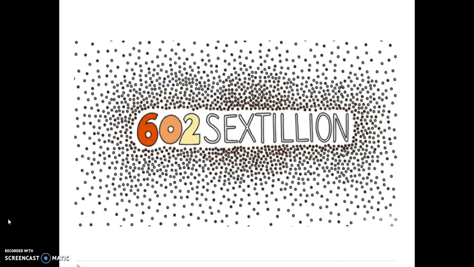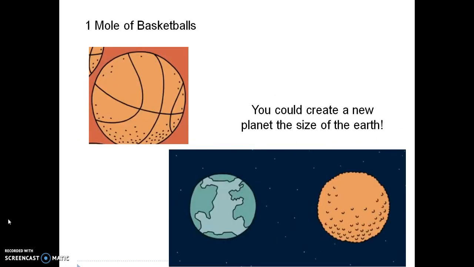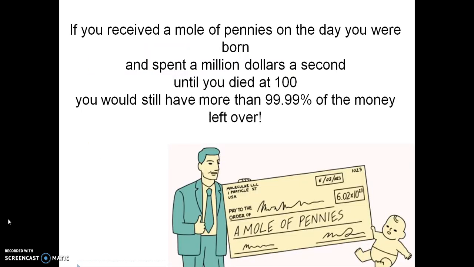So, how big is that number? Well, you took a look. A mole of donuts would cover the earth many, many times and be 5 miles deep. If we had a mole of basketballs, we could create a new earth. If you received 1 mole of pennies on the day you were born and spent $1 million every second until you died at 100, you would still have 99.9% of the money left over. A mole is a gigantic number, one that is very hard for really any of us to understand.